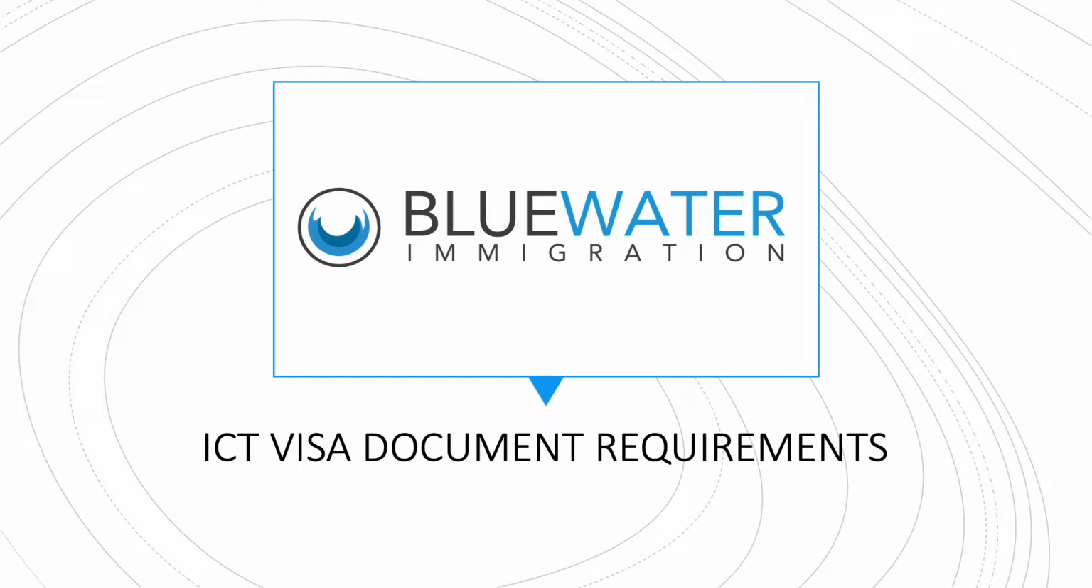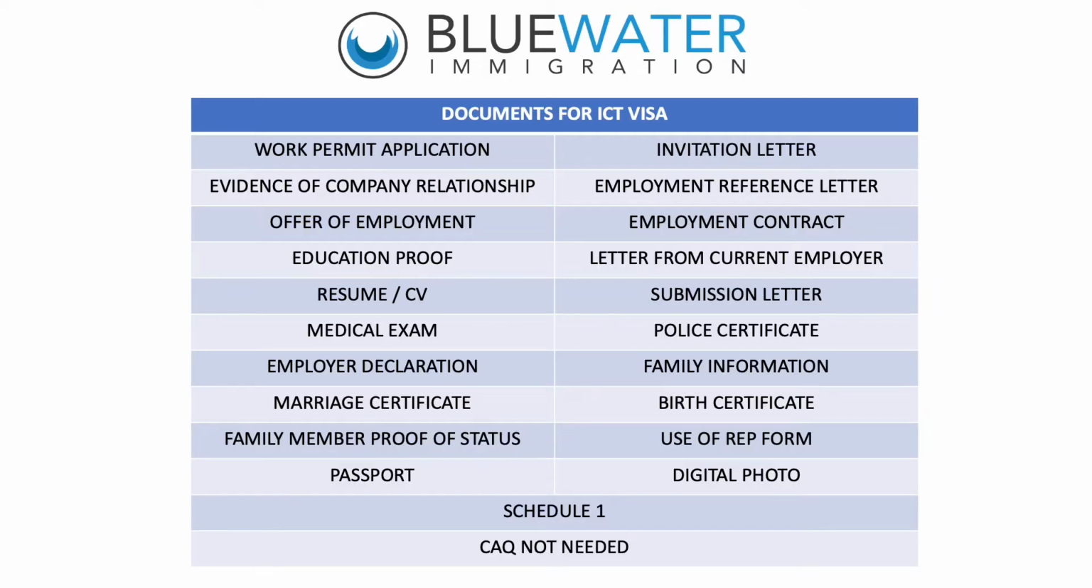In this video, I will be talking about all of the different document requirements in detail for a successful ICT Visa application. So without further ado, let's get started. The first important form is the work permit application for someone who's applying from outside of Canada, and the form number is IMM 1295.